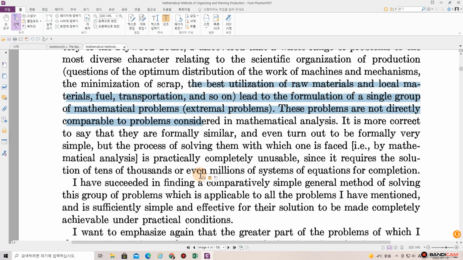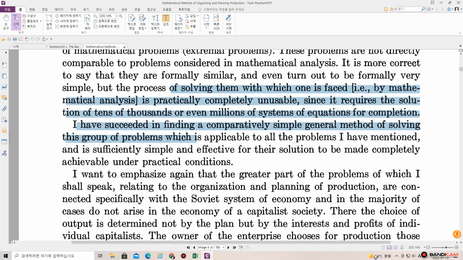These problems are not directly comparable to problems considered in mathematical analysis. It is more correct to say that they are formally similar and even turn out to be formally very simple, but the process of solving them with which one is faced, i.e., by mathematical analysis, is practically completely unusable, since it requires the solution of tens of thousands or even millions of systems of equations for completion.